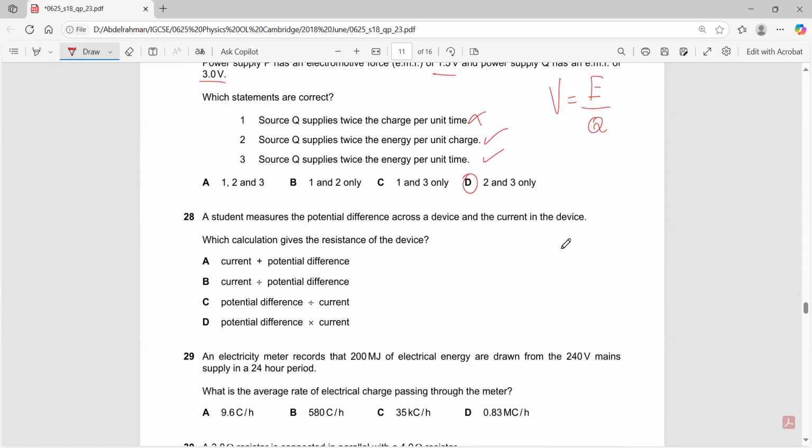It measures the potential difference. Which calculation gives the resistance of the device? Can I find the resistance? Yes, R equals V over I, right? R equals V over I.